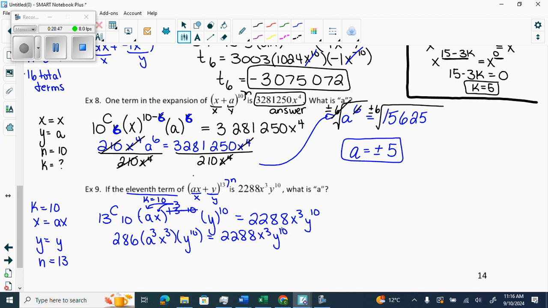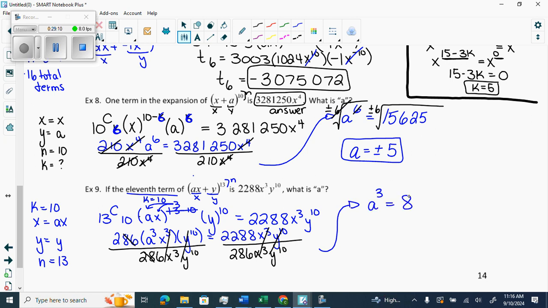If you didn't do that, we're going to divide by 286 x cubed y to the 10. So you get a cubed equals 8. If you forgot the cubed, your answer will be 8. Do you think that answer will be there? That's 8?